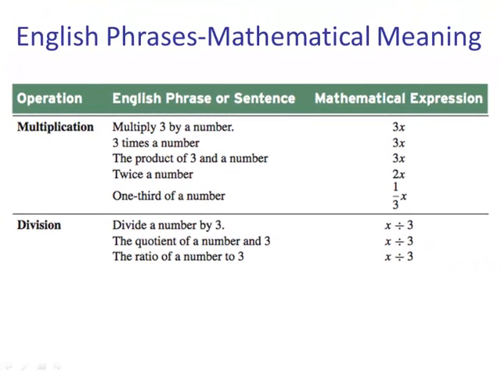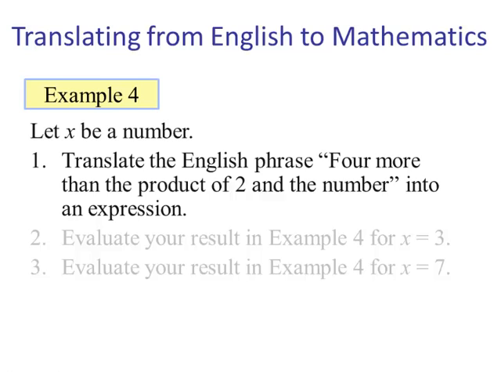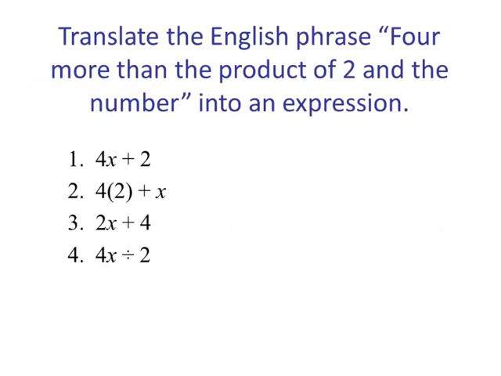Let's look at an example. Example 4. Let x be a number. Translate the English phrase 4 more than the product of 2 and a number into an expression. So only one of these is correct. 4 more than the product of 2 and a number would be number 3. Product of 2 and a number is 2x. 4 more than the product, 2x, would be 2x plus 4.